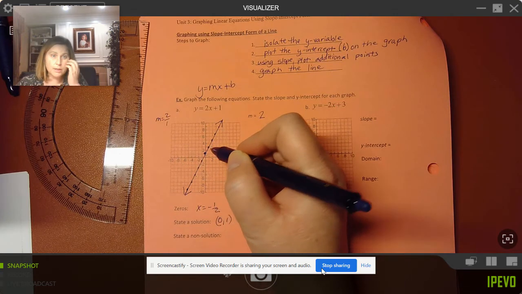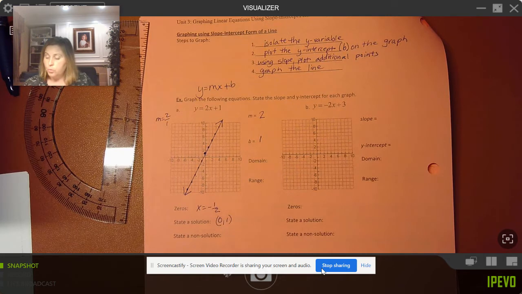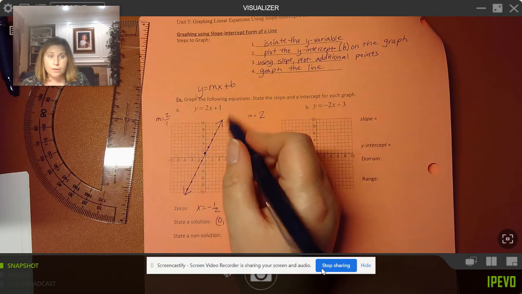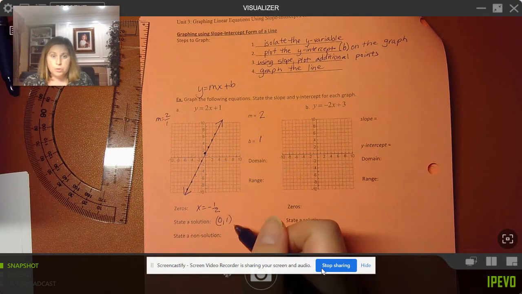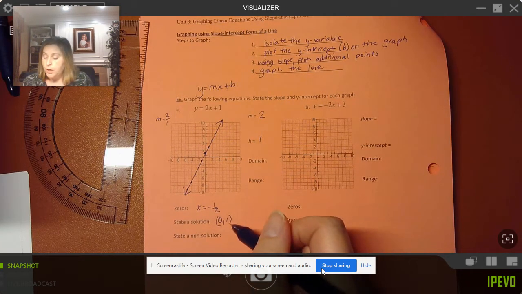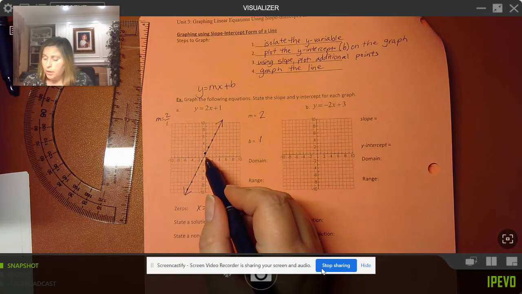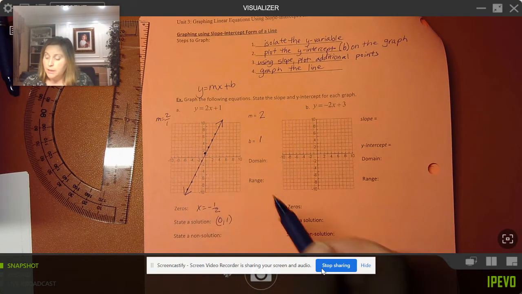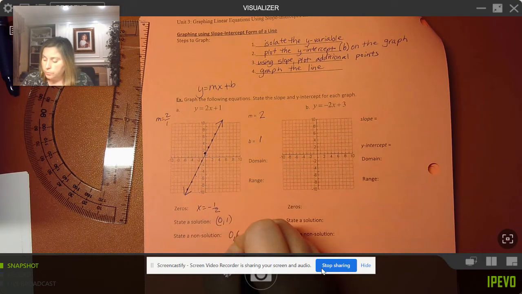I could have chosen a point that's not a whole number. I could have chosen a point that's a decimal. So there are infinitely many choices for the points, because the line goes on infinitely in both directions. So there are infinitely many correct answers for this solution. Likewise, there are infinitely many correct answers for a non-solution. I'm just going to choose the origin, (0, 0). This line does not go through (0, 0), so (0, 0) is a non-solution.